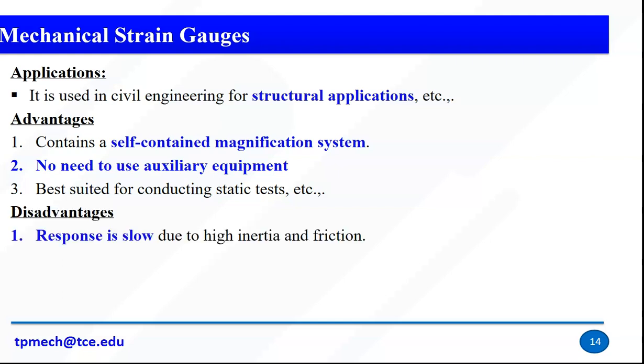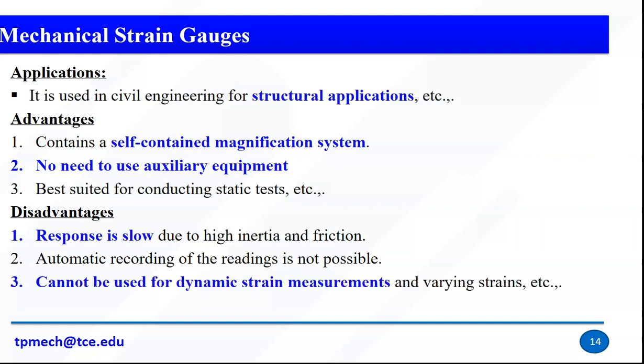We have some limitations also. One is that the response is very slow due to high inertia and friction. Automatic recording of the reading is not possible, right? So it is very difficult to record. With a mechanical extensometer you need to record manually. You need to check your dial gauge and note down the value. There is no automatic recording of the reading, and it cannot be used for dynamic strain measurements or varying strains. If the strains vary, we cannot measure them with the help of mechanical strain gauges.